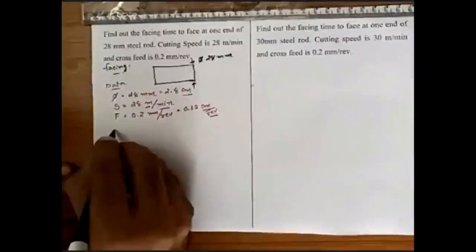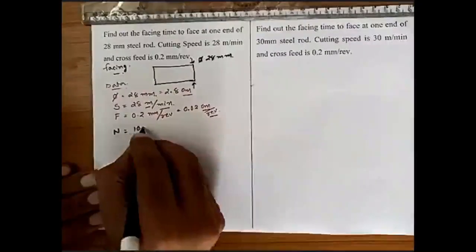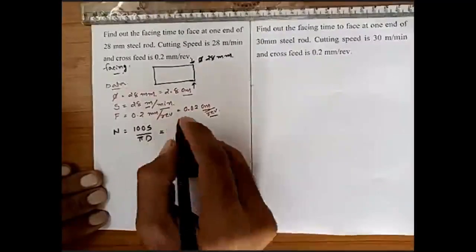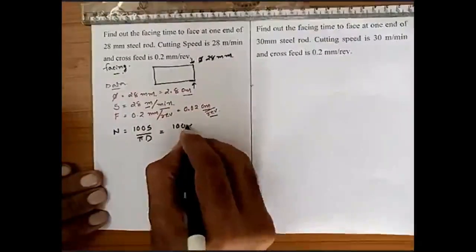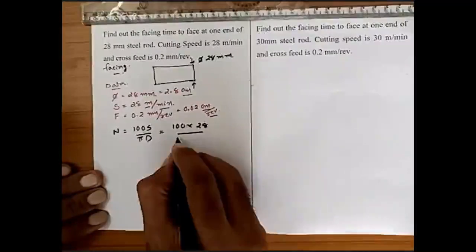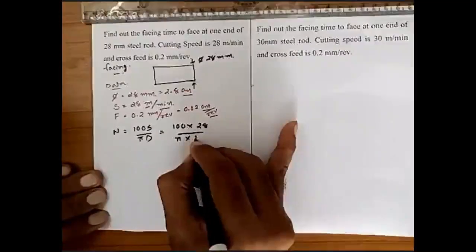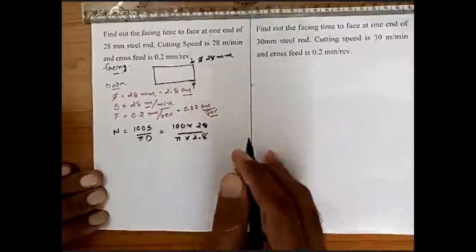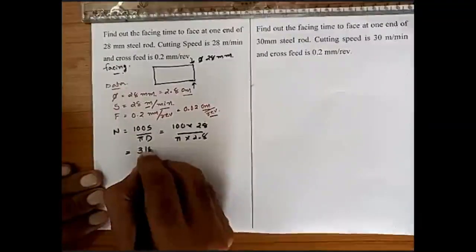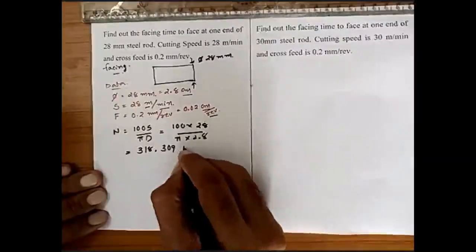Now calculate the RPM. N is equal to 100 S upon pi d. So 100 into 28 upon pi into d 2.8. So N is equal to 318.309 RPM.